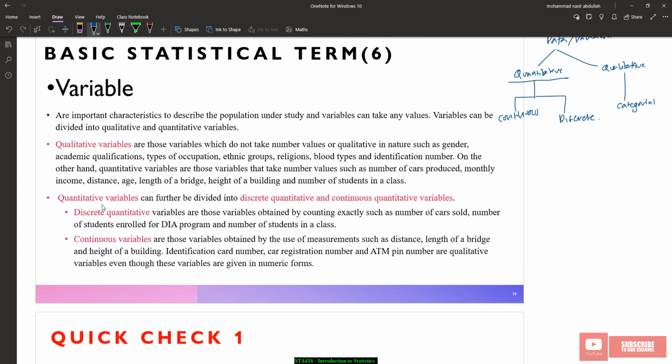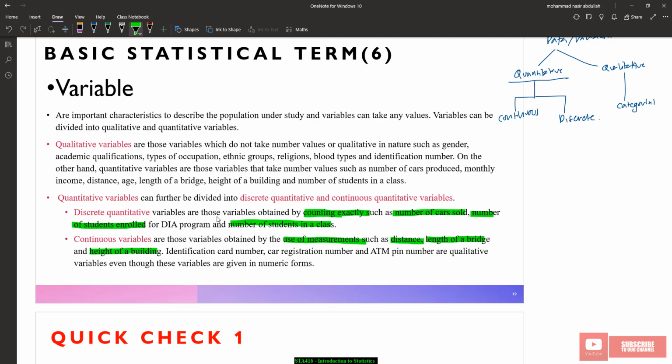So, quantitative data or quantitative variable. A discrete quantitative variable is one obtained by counting, such as number of cars sold, number of students enrolled, number of students in the class, number of children, and so on. A continuous variable is obtained by measurement, such as distance, length of bridge, height of building, something that you can measure using an instrument.